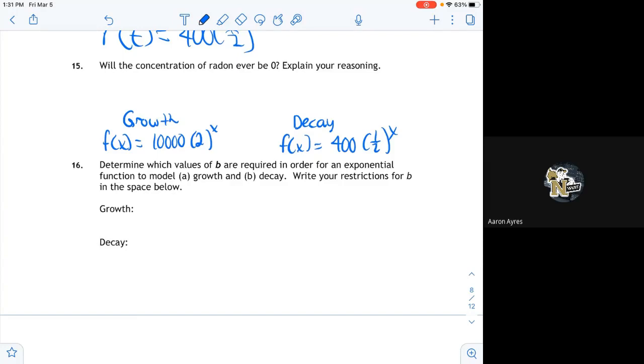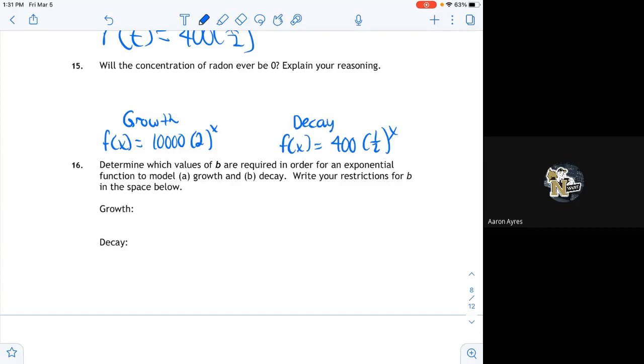So for growth, you add your rate. In essence, what happened with the growth problem was the house value doubled, right? So every 10 years, it increased by 100%. 1 plus 1 is 2. That's how you get your constant ratio of 2. For the radon example, it went down by a half each time. A half is 50%, right? So 1 minus 50% is 50% remaining. Does that make sense?